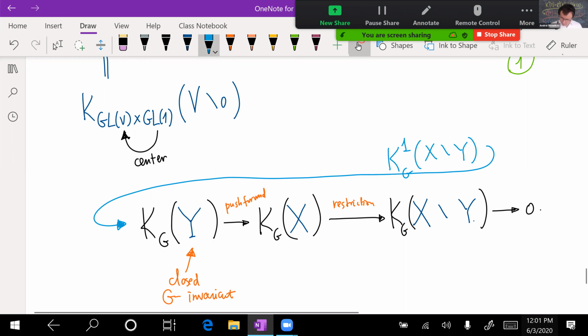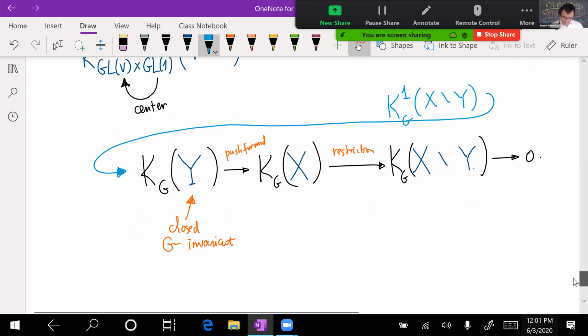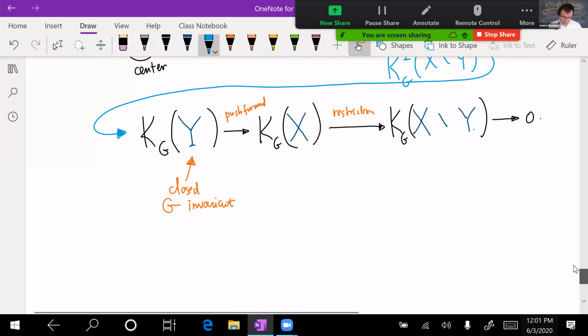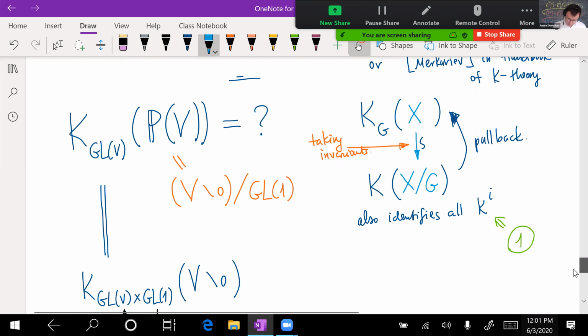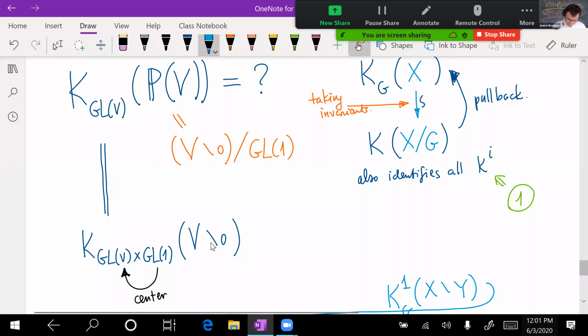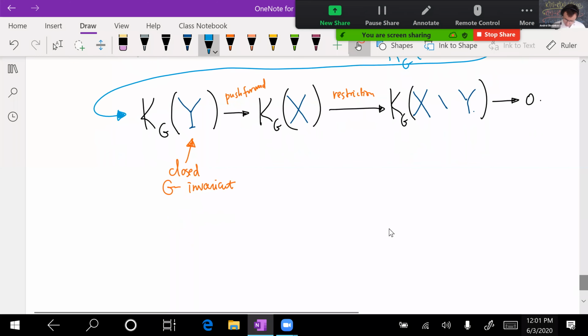And this, again, is an exercise you can do. And so now we come back to this question. We have a closed subset, which is 0, and we have the open complement, which we consider here. And so we have therefore identified the GL_V cross GL_1 equivariant K-theory of V minus the 0.